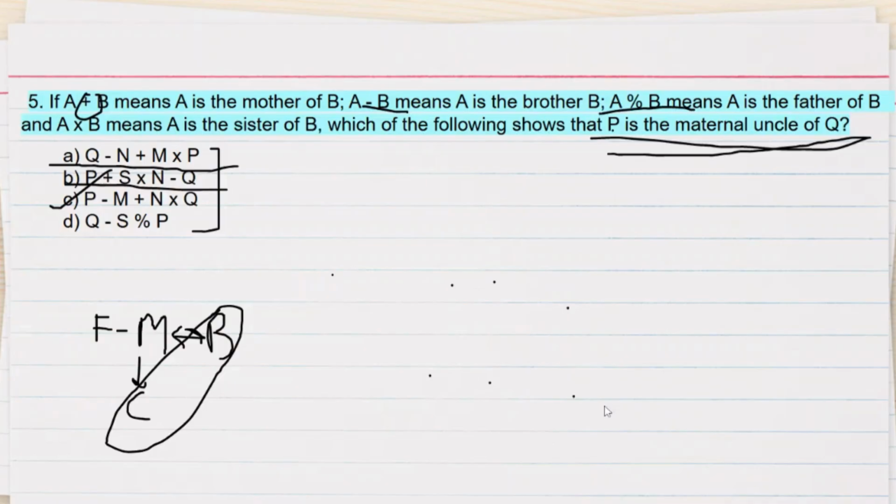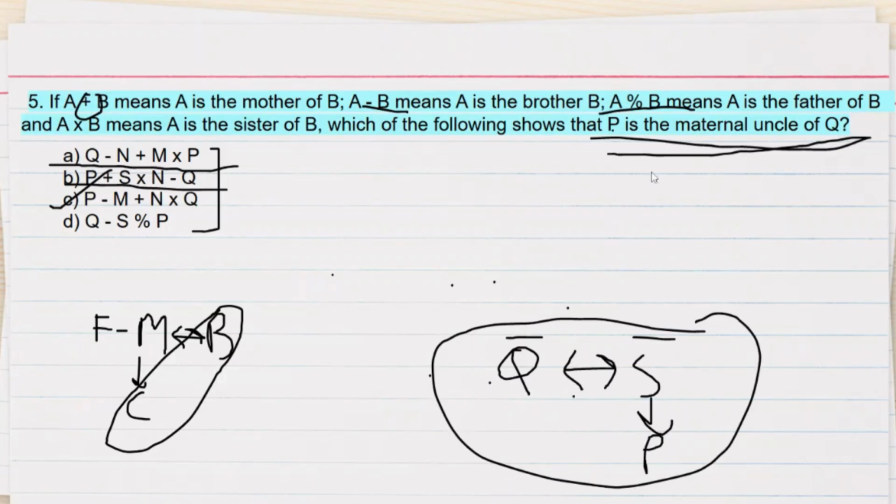You can also see the fourth statement if you want. Q minus S means Q is the brother of S. S percentage P means S is the father of P. Again, this is also not right, because it was asked about the maternal uncle. So C is the correct option here.